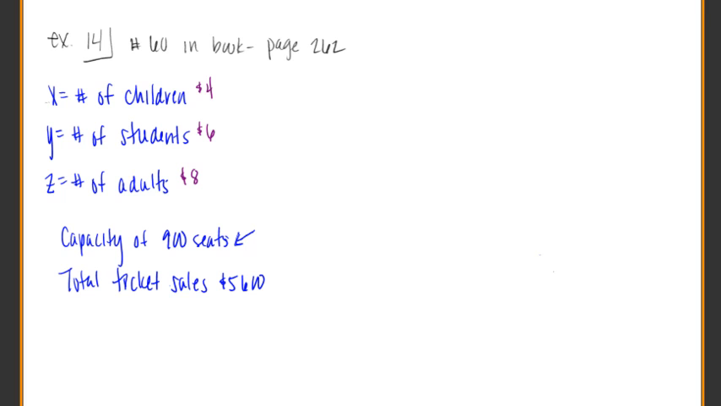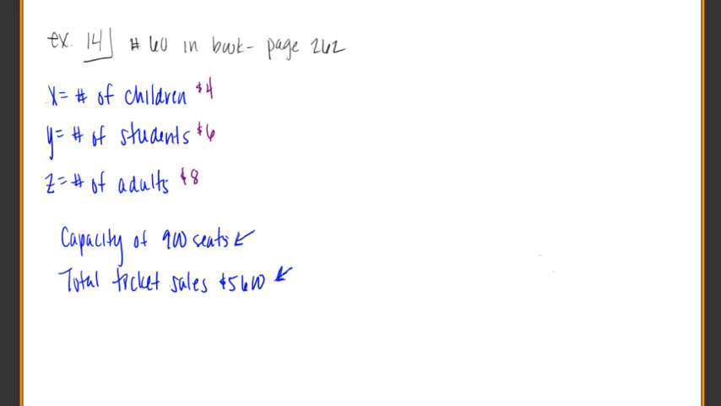So if X is the number of children, Y is the number of students, and Z is the number of adults. These are the only three types of people that attended. And guess what? 3 variables, so we have 3 equations here. What they told us was how much each ticket was worth. So $4 per child, $6 for student, $8 for adults. And at the very end of all the screening, we had a total of $5,600 worth of ticket sales.